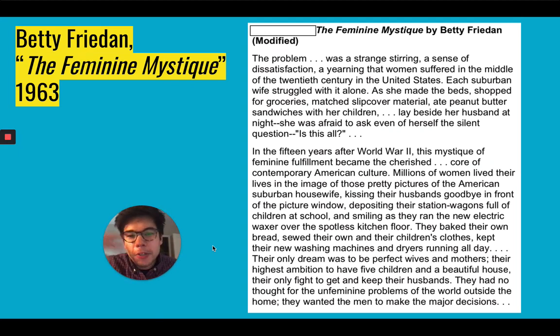So, in this first paragraph, the problem was a strange stirring, a sense of dissatisfaction, a yearning that women suffered in the middle of the 20th century in the United States. Each suburban wife struggled with it alone, right? So there she's kind of setting the scene that historically suburban women are struggling with this problem. But what is this problem? Well, she's making the beds, she's shopping, she's matching the slip covers, making sandwiches for her children. She goes to sleep at night, and then she's afraid to ask this question, is this all?